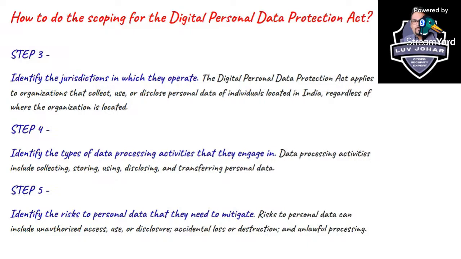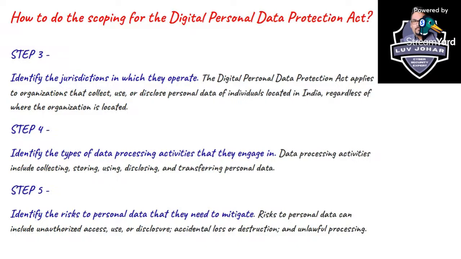Then step five is to identify the risks to the personal data that you need to mitigate, because the personal data that you are processing might have some sort of risks. What are these risks? Are these high risks or low risks? Can you accept them? Do they come in your risk appetite or not? All these things you have to understand, because this is personal data and you have to make sure that you control it and apply relevant controls accordingly.